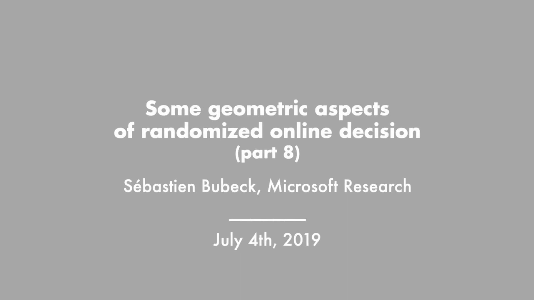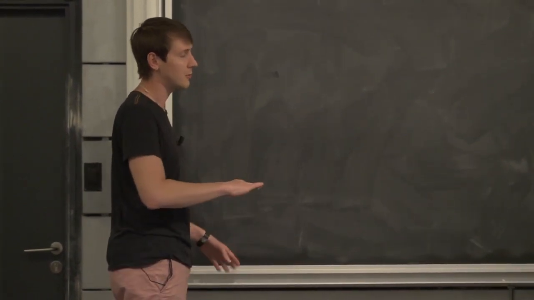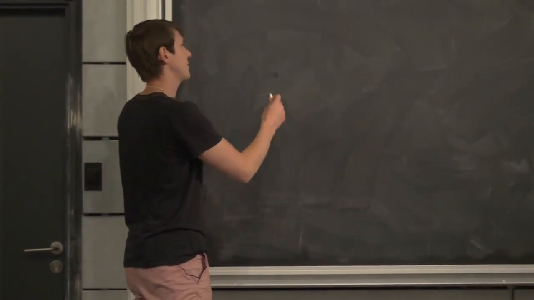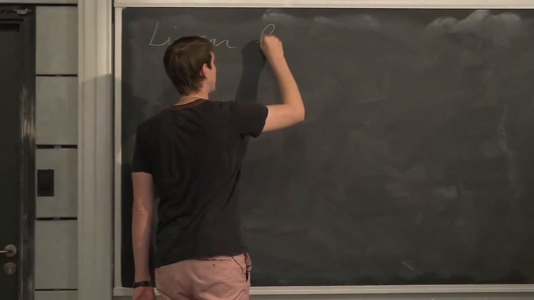Okay, so we're going to continue on a similar topic to what Alexandra was talking about. Here convexity will appear, and I think there are similarities between what I will discuss and what Alexandra was talking about. So the problem that I will tell you about is linear bandit.